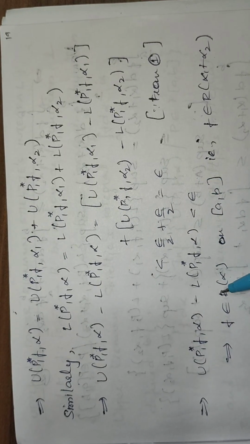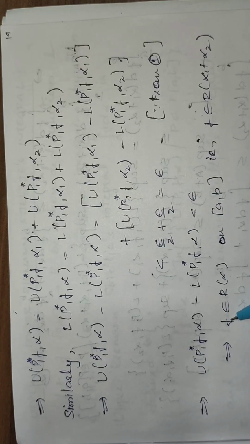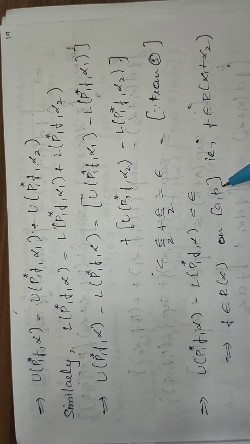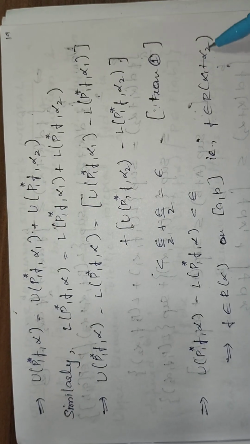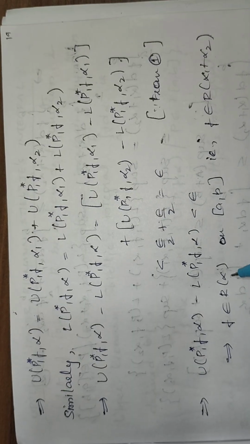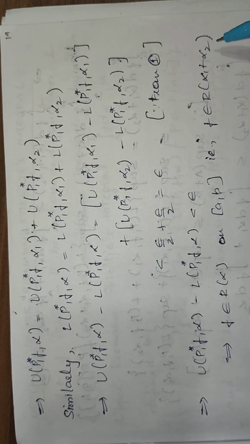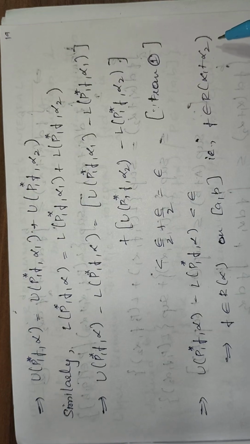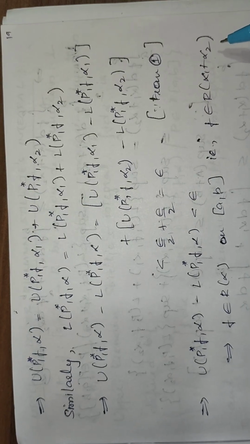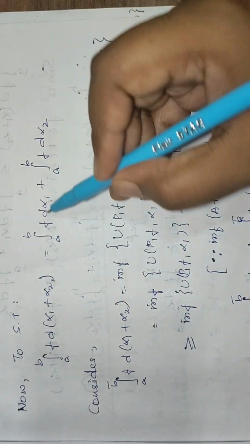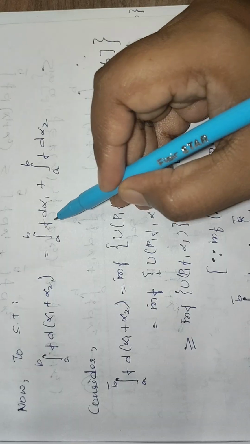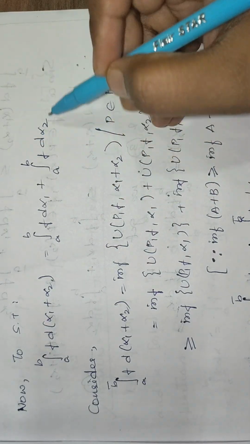So by the condition of integrability, we have f belongs to R of alpha on closed interval [a, b]. That is, f belongs to R of alpha 1 plus alpha 2, because we have taken this alpha 1 plus alpha 2 as alpha. Okay, so this is all about the first part of the theorem. Now we'll move on to the second part of the theorem. That is to show that integral a to b f d(alpha 1 plus alpha 2) is equal to integral a to b f d alpha 1 plus integral a to b f d alpha 2.